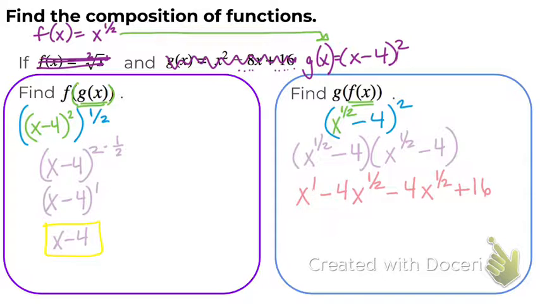So when I simplify this, I'm going to combine my like terms. X to the first is just the same as x. And then the middle two terms, I can combine that to be -8 x to the 1/2 plus 16. And if you would like to change this back into radical form, remember x to the 1/2 is the same as the square root of x. So this is x minus 8, the square root of x, plus 16. And this would be the answer.